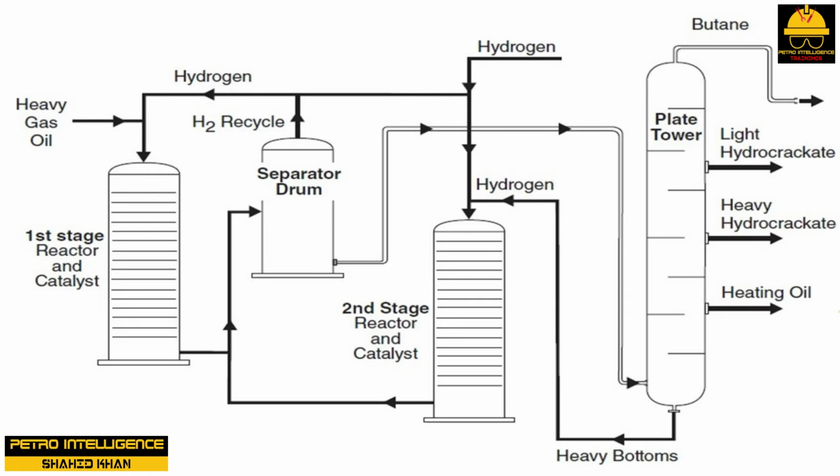The heavy bottoms is mixed with hydrogen and sent to the second stage reactor for further processing. The second stage reactor reclaims as much of the hydrocrackate as possible before sending it to the separator and tower.